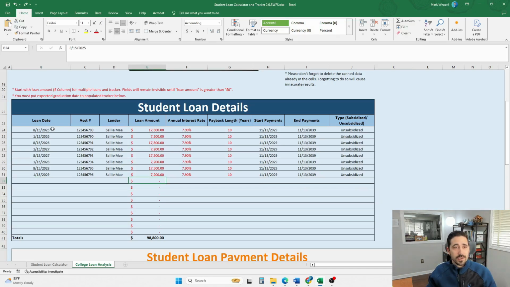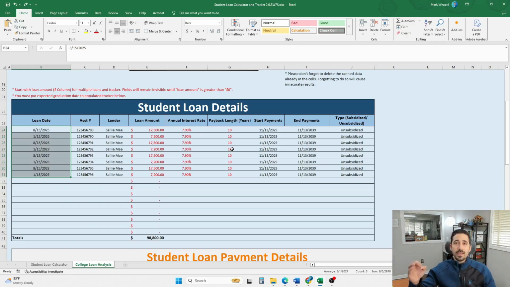So the important pieces are: make sure you put in the loan date, make sure you put in the loan amount, make sure you put in the annual interest rate, or the interest rate for your loan, and the payback period in years. Traditionally, it's going to be a 10-year repayment plan, but if you have something else, make sure that you put that in here, okay?